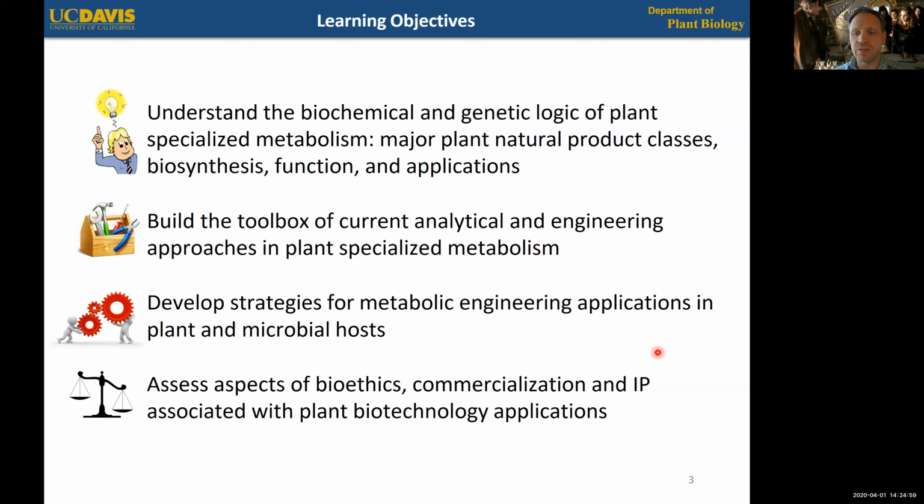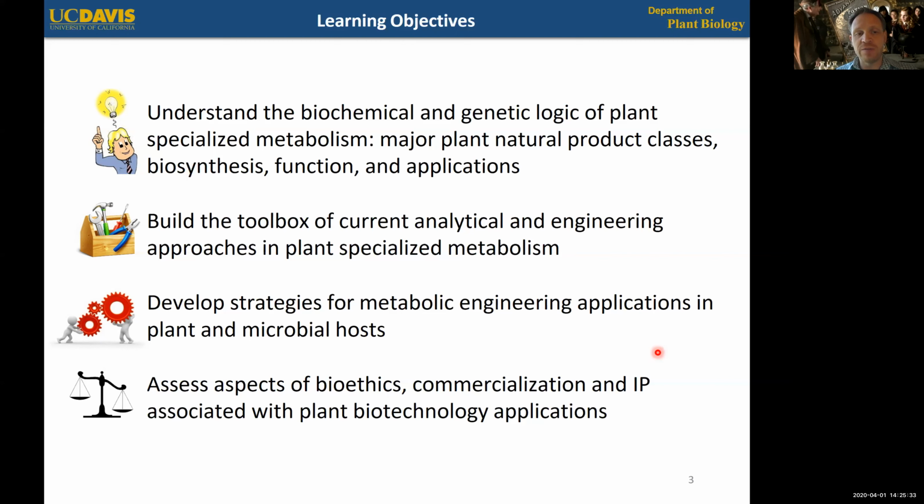And building on this basic foundation of plant natural product biochemistry and physiology, I usually put a lot of emphasis in this course on the toolbox. So talking about the variety of experimental approaches that are out there for the analysis and the engineering of specialized metabolism, and specifically how you can combine these different kinds of tools to ask different kinds of questions that you may have as part of your current projects.